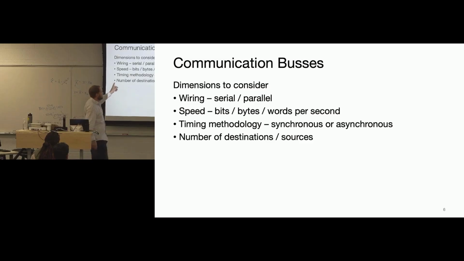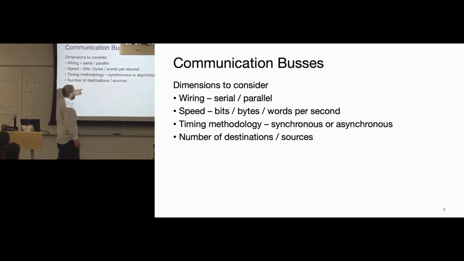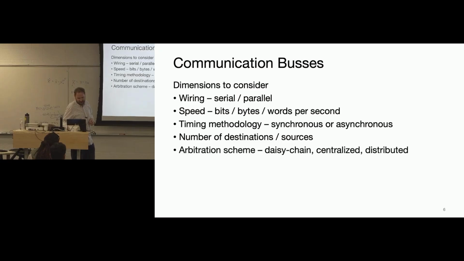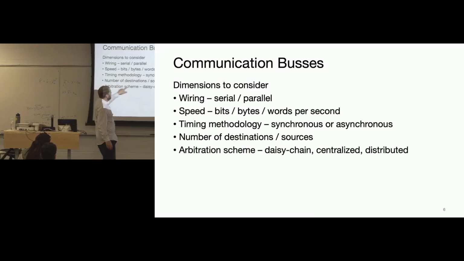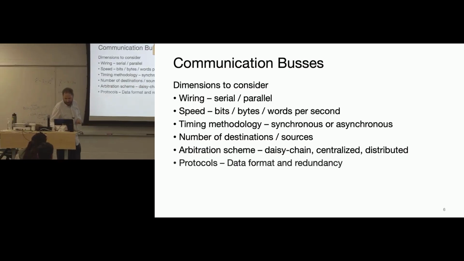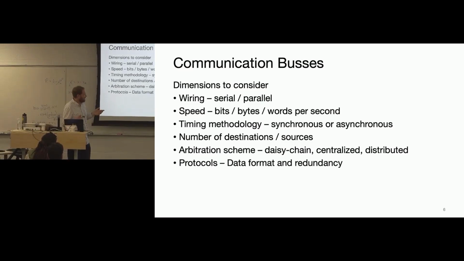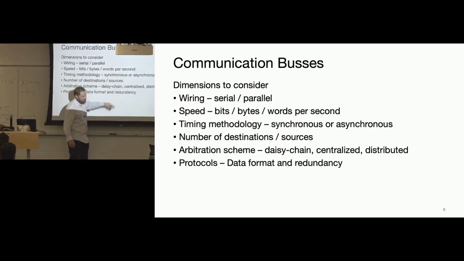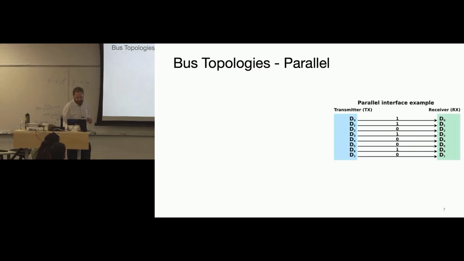There's the number of destinations and sources, so you can think about this as topology. Is there just one controller and lots of peripherals, or are there multiple controllers on the bus? And what's that configuration? We're going to talk about arbitration schemes. So this is about how many and what the structure on the bus is, and this is about how you determine which one you should be talking to. In the APB bus, it was literally a flag, a select line that went high or low. There are different methods for different protocols. Then there's the protocol layer, which is the format of the data, and whether there is any redundancy in that data. We'll go through those.